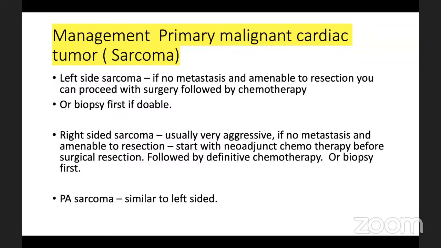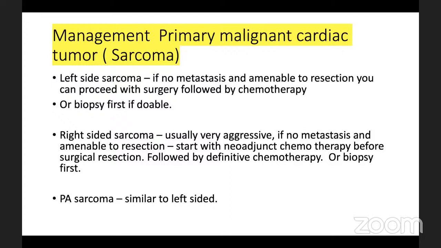If it's resectable, then we can proceed with surgery, and then after histopathology, if it's confirmed to be a malignancy, we start chemotherapy. We can also do a biopsy first if it's doable, although it's very difficult, as we mentioned, and it's rarely done. Right side sarcomas, usually they're very aggressive.